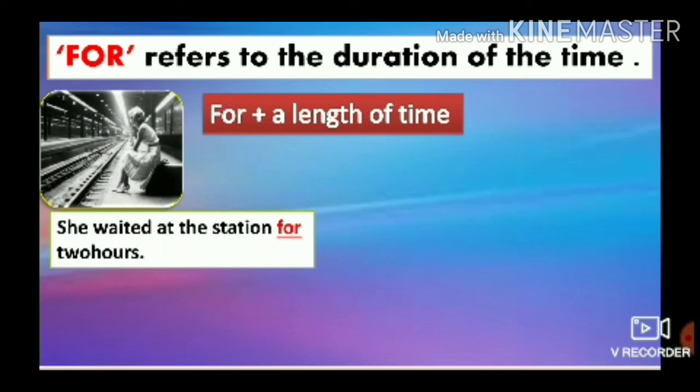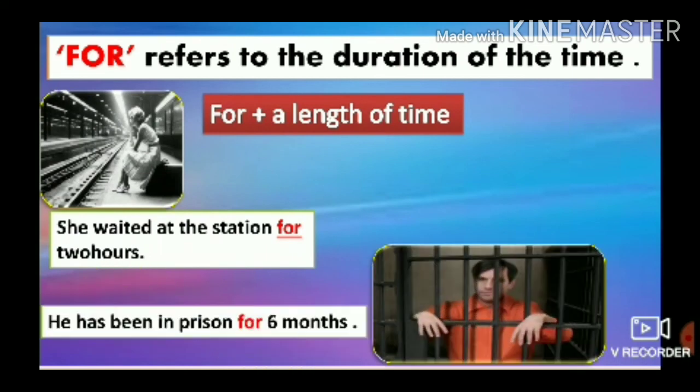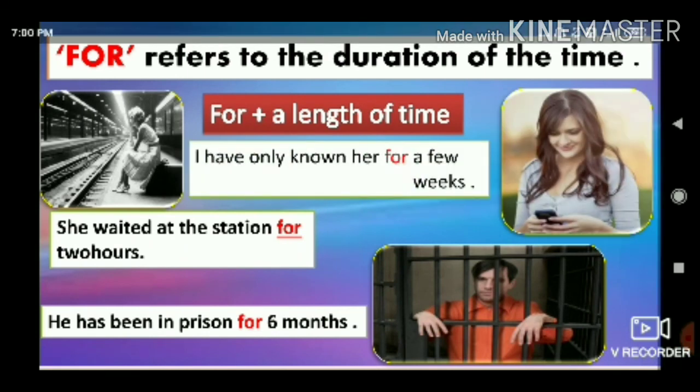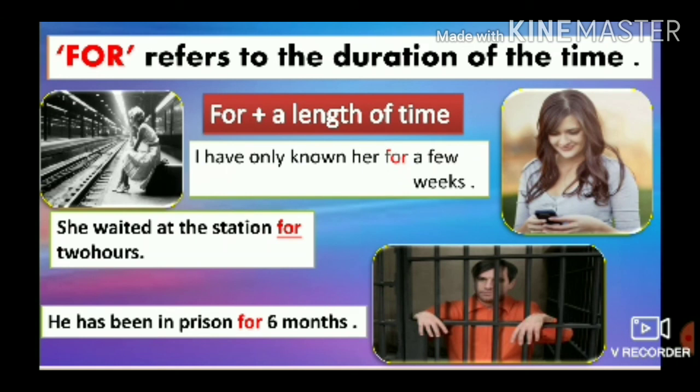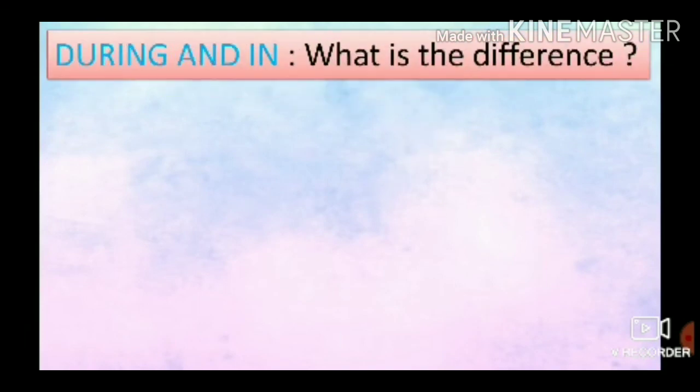Example: She waited at the station for 2 hours. He has been in prison for 6 months. I have only known her for a few weeks. Here, the actions have already started and have completed over the period of time. Let's see the difference between during and in. Both during and in are used to describe actions that happen in a particular period of time.